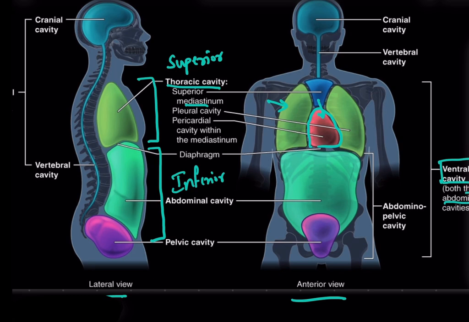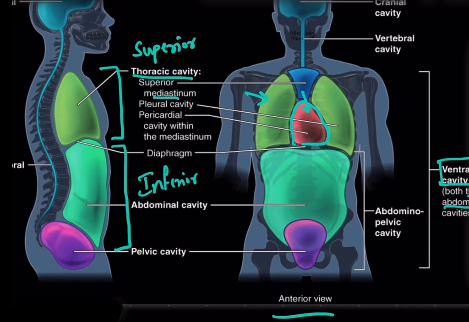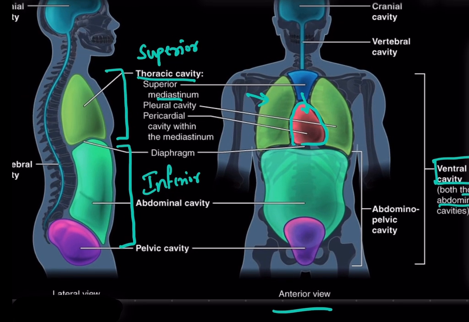So what is it that separates the thoracic cavity from the abdominopelvic cavity? So we have a diaphragm right here. This is the diaphragm, all right? So the diaphragm is the structure, a thin sheath of muscle that separates the thorax from the abdomen. That's what differentiates these two subdivisions of the ventral cavity.